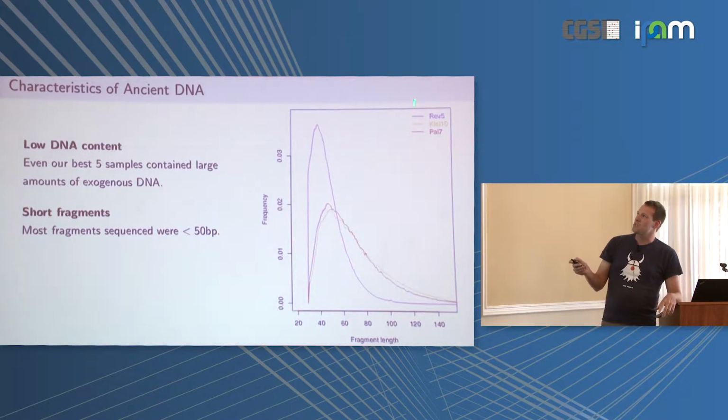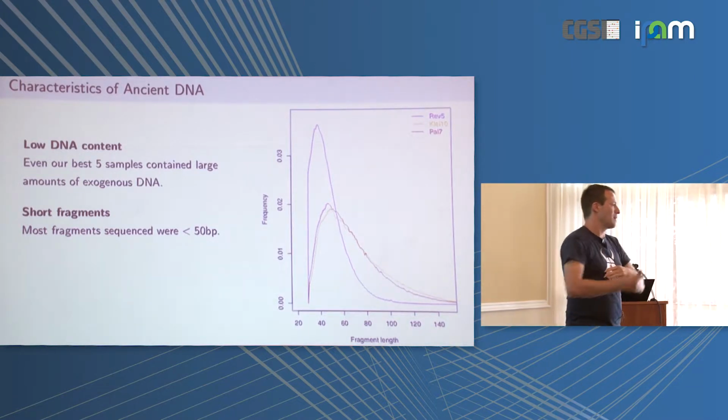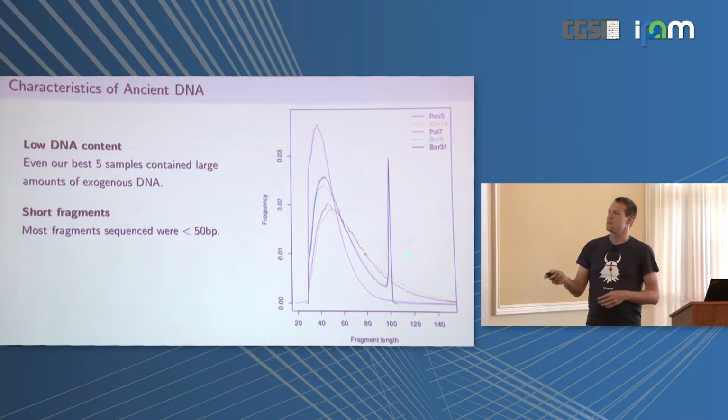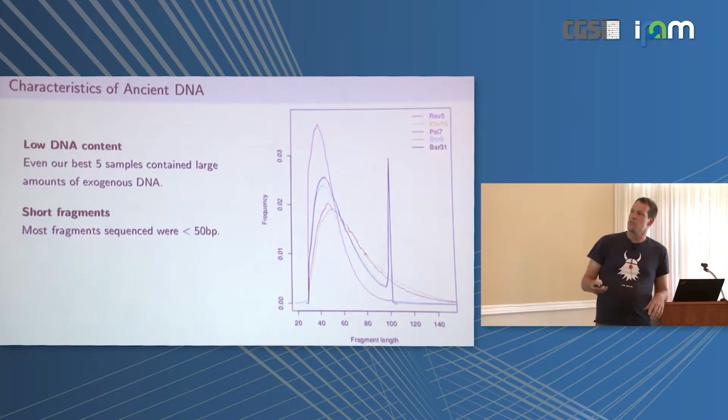It meant that after a couple of individuals, we actually stopped using paired-end sequencing because the two pairs would just entirely overlap all the time, right? So these are the other samples that we got where we just did single-end sequencing, and it's totally sufficient for most of this, okay? So apart from low DNA content, we have those super short fragments.